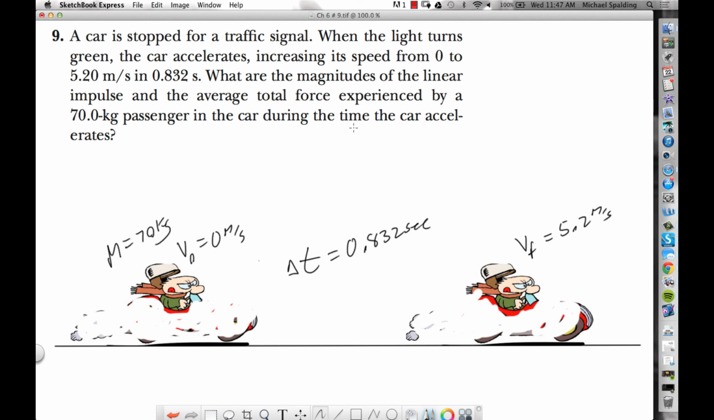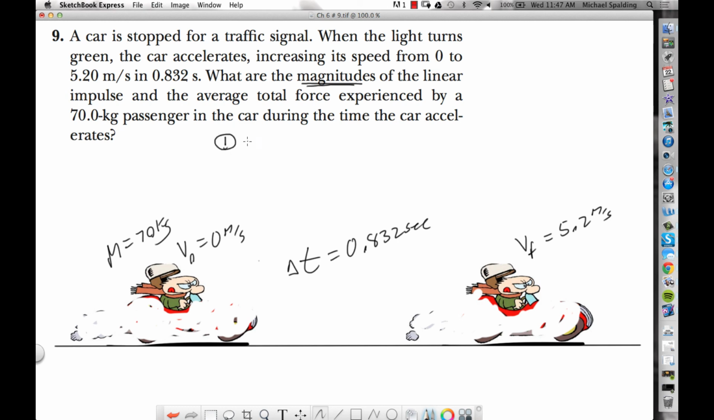So the first question, do you guys remember what magnitude means? Magnitude simply means how big, how much, how far. It's the size. And then what's the other thing? So there's magnitude and direction. This just wants the magnitude. Basically, it wants the impulse. What are the magnitudes of the linear impulse and the average force? So we want how big the impulse is and how big the force is.